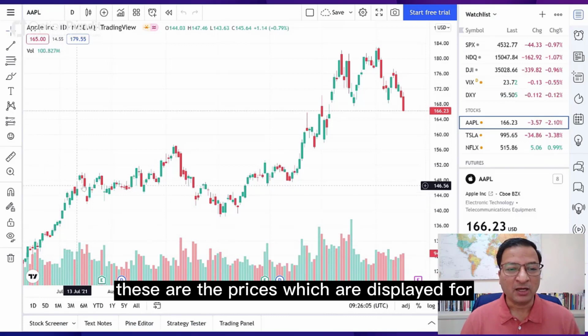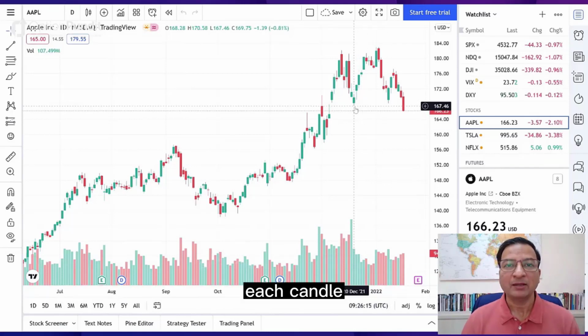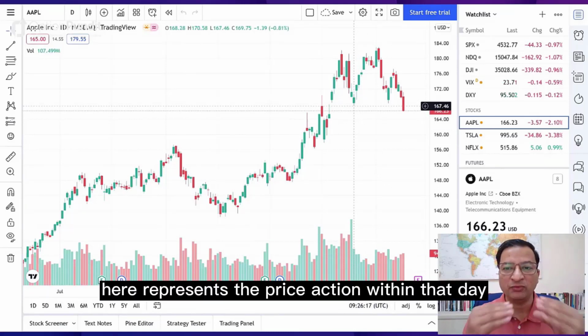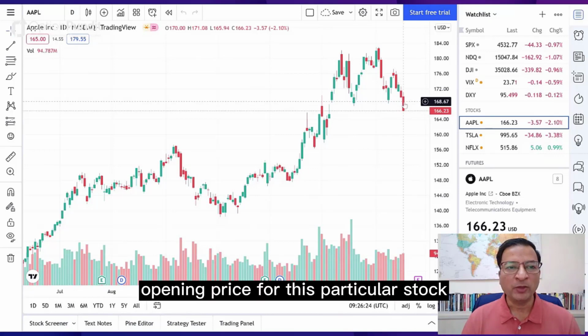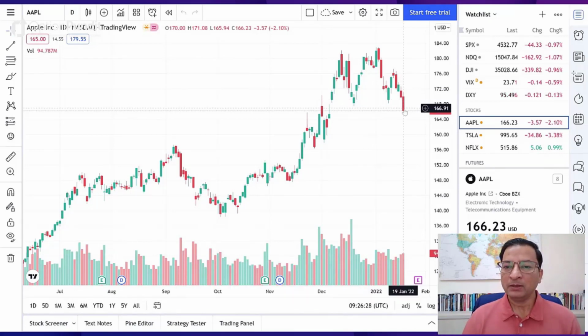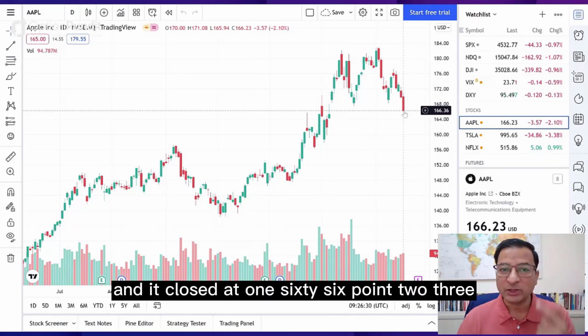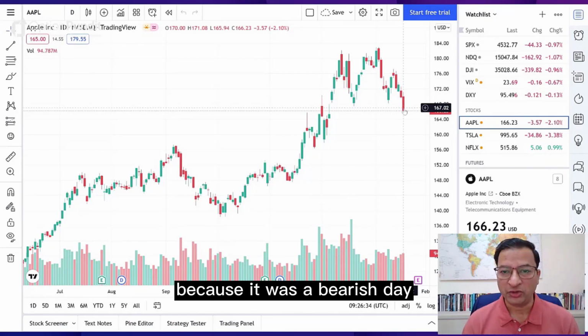And you will see these are the prices displayed for every day from the month of July until now. Each candle here represents the price action within that day. If you look at the 19th of Jan, you will notice that the opening price for this particular stock, Apple, was 170 and it closed at 166.23. That's why it is showing in red color, because it was a bearish day.